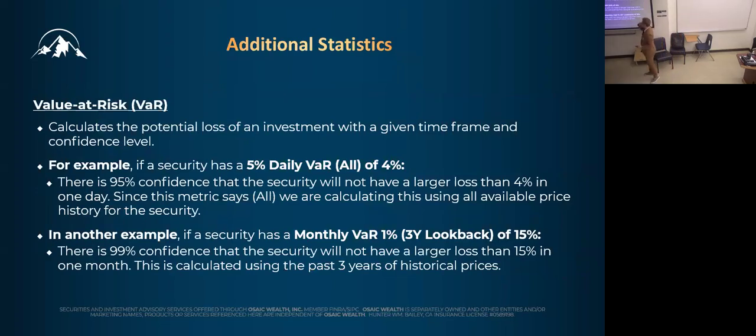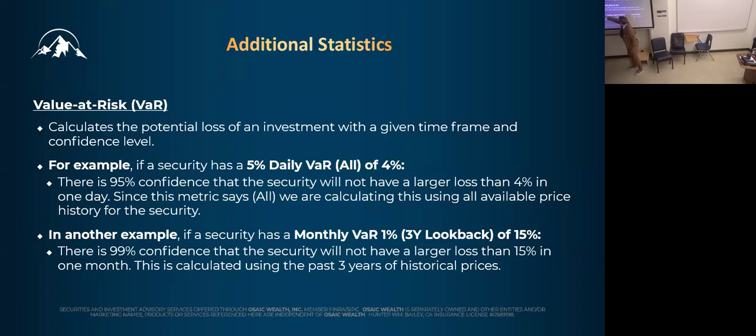Now, one extra one that I like that I've been using a bit more recently is called value at risk. This calculates the potential loss of an investment within a given time frame, and it gives a confidence level. So, for example, you might have a security that has a 5% daily value at risk, all time, of 4%. What that essentially means is there's a 95% confidence, the opposite of the 5, that the security will not have a larger loss than 4% in a single day.